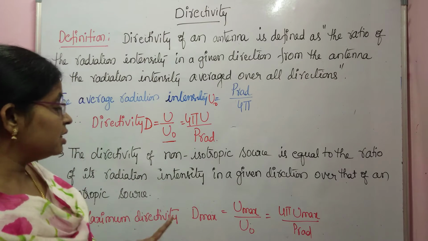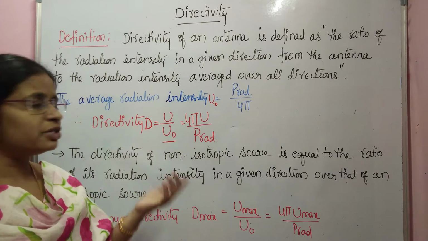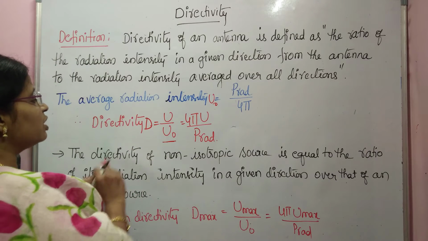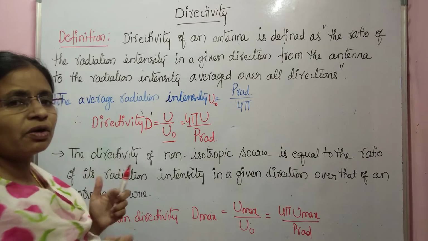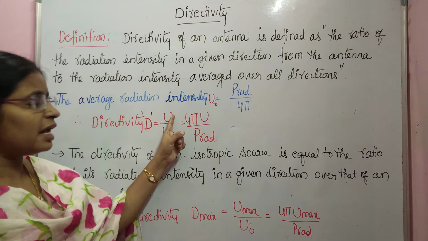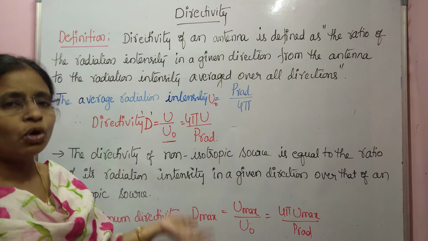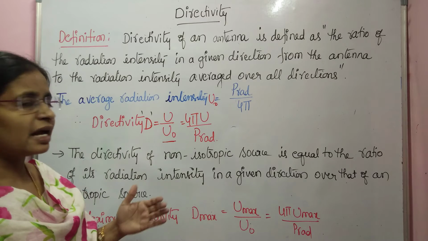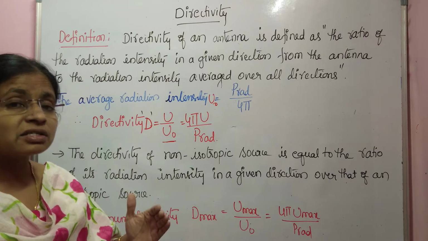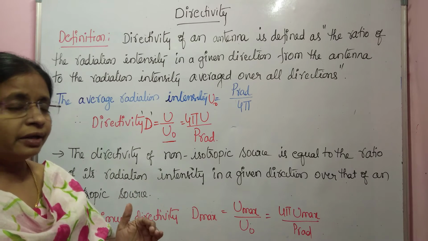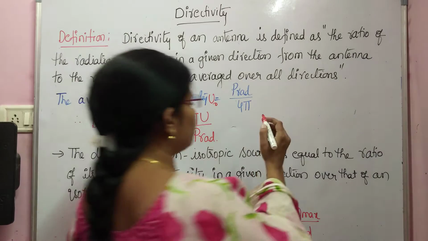Now are there any dimensions for the directivity? ఏమన్నా ఉన్నాయా? డైరెక్టివిటీకి డైమెన్షన్స్ ఏమన్నా ఉన్నాయా? లేవు. Because radiation intensity and this is also radiation intensity. Numerator and denominator both are radiation intensities. So the directivity is a dimensionless quantity.